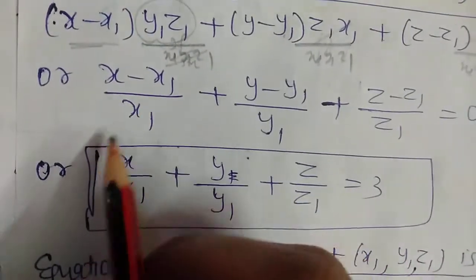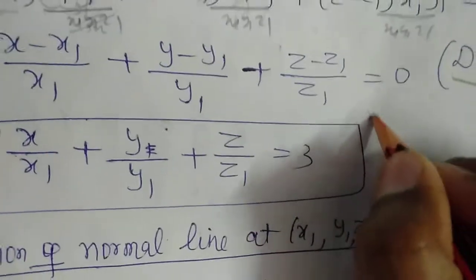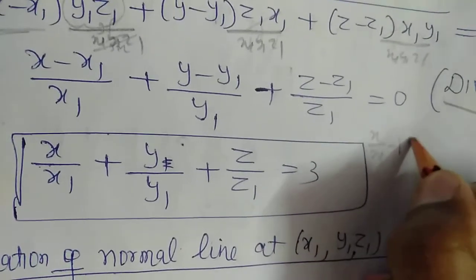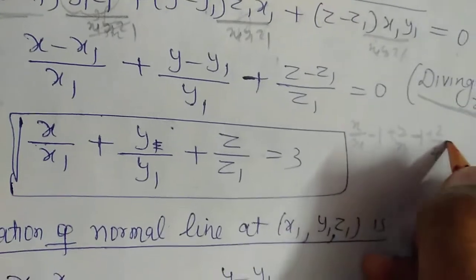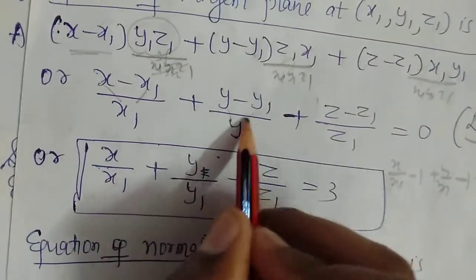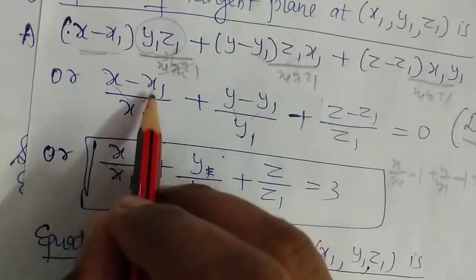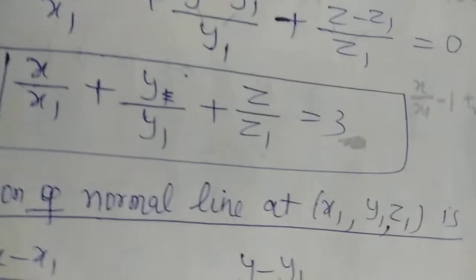Further, what can we do? We can expand and write this further. This can be written as x divided by x1 minus 1, y divided by y1 minus 1, z divided by z1 minus 1 is equal to 0. Separating the denominators. Okay. So shifting the minus 1 factor on the right hand side, we will get this equation of the tangent plane.